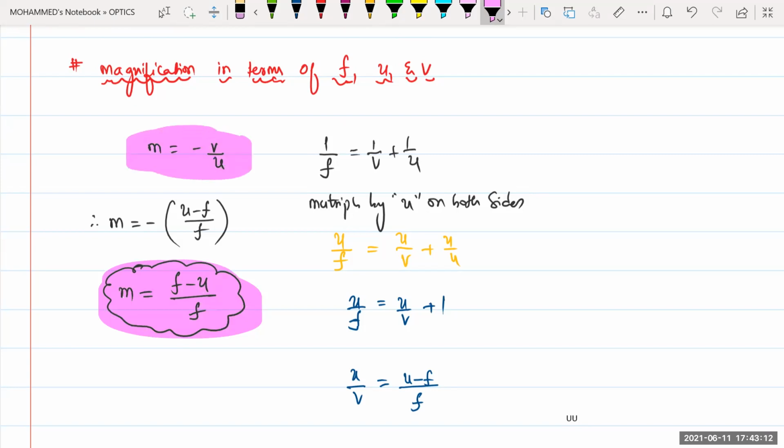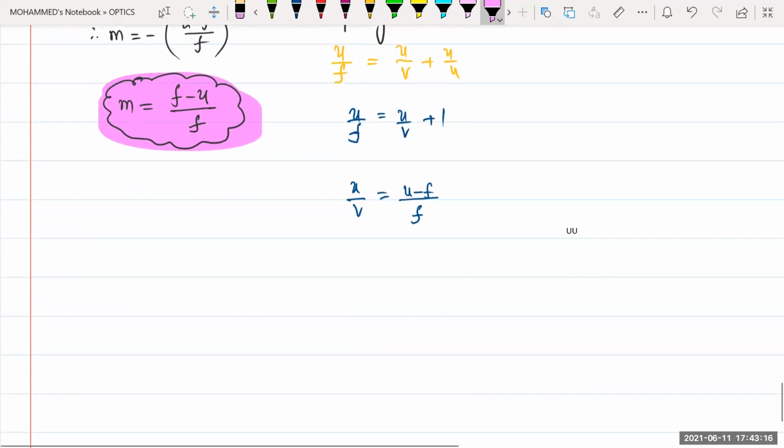This is the basic formula of magnification: M is equal to minus of v by u. In terms of focal length and object distance, it will be f minus u divided by f. Is it clear? Any doubt in this one? Clear? Next one.